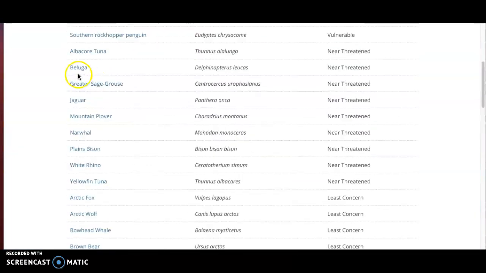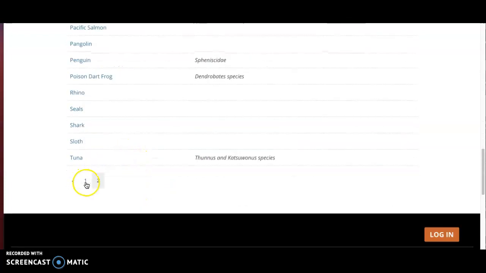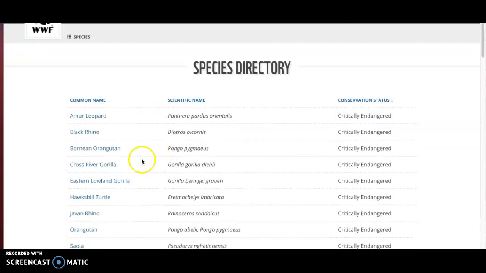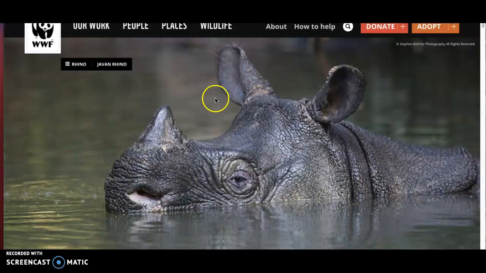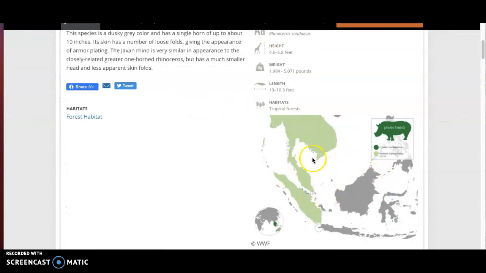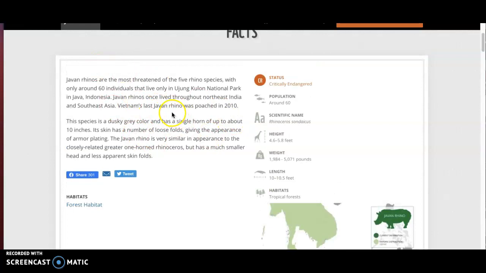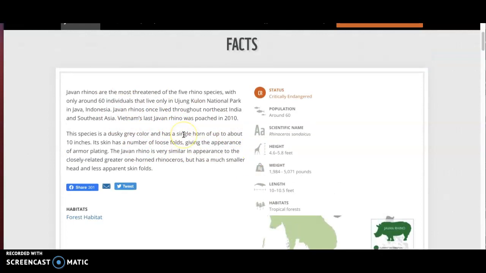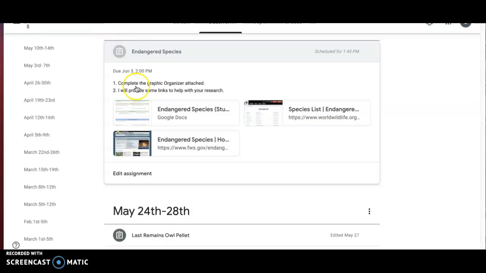It gives you some information there, and it breaks it down by concern level. If you want the Javan rhino, oh, look, there's a map of where it's located. Oh, look at all this, all right in here. So this is all providing all that information that you need to help fill out that graphic organizer. That is one website you can use.